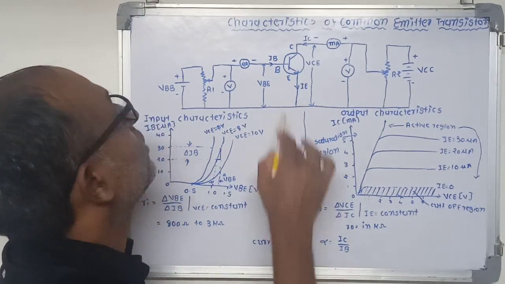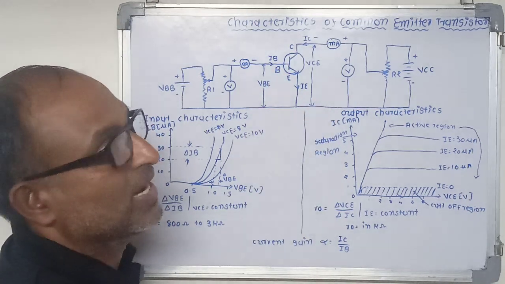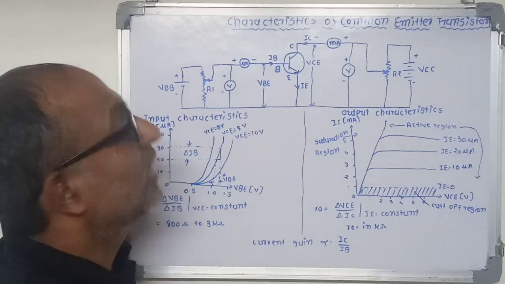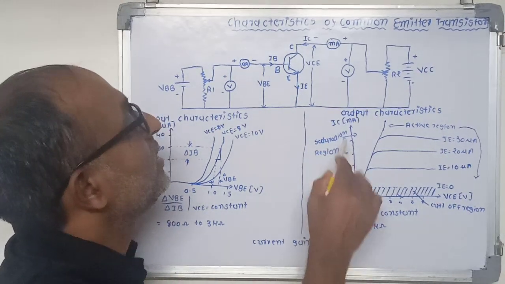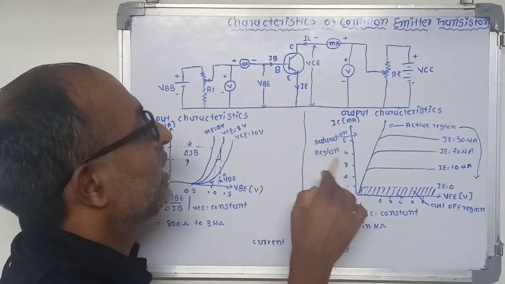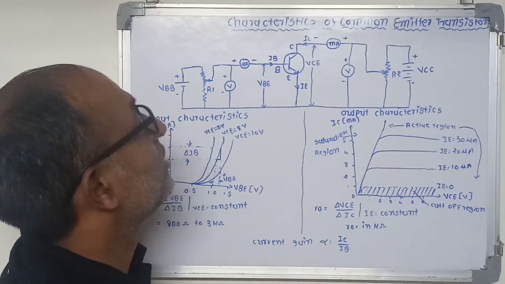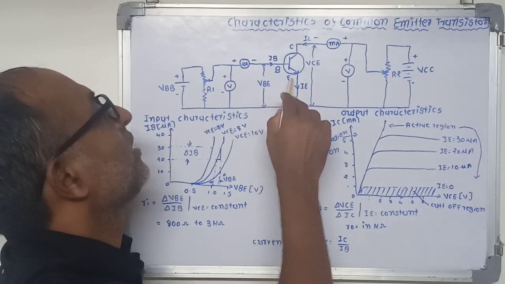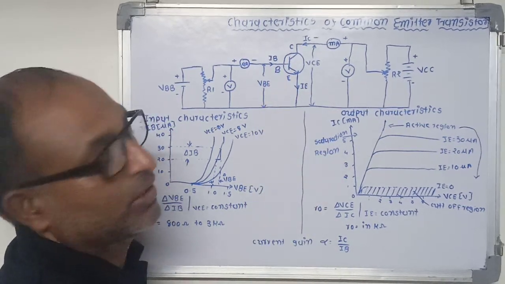Now we have already seen the base emitter junction is forward biased. So when both junctions are forward biased, the collector current increases rapidly and the transistor is operated in the saturation region. So in this region, both junctions are forward biased, that means base emitter junction as well as collector emitter junction.